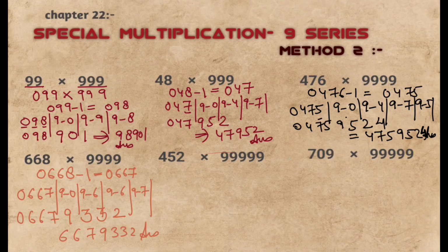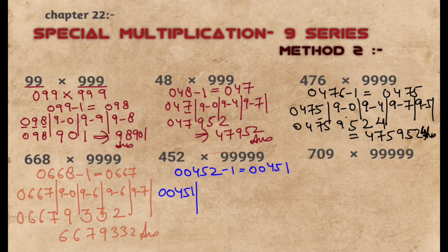So now in this question, 452 multiplied by 5 nines. So here we have 5 nines. So in order to equate the number of digits, we'll add 2 zeros before the number. So it will be 00452. Now we'll minus 1. So minus 1 gives you 00451.